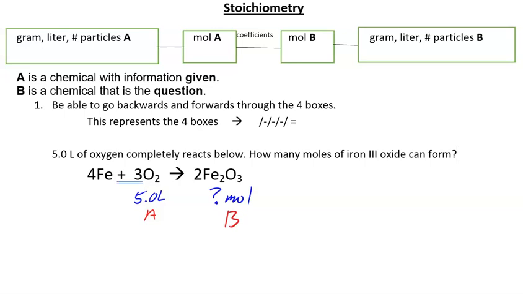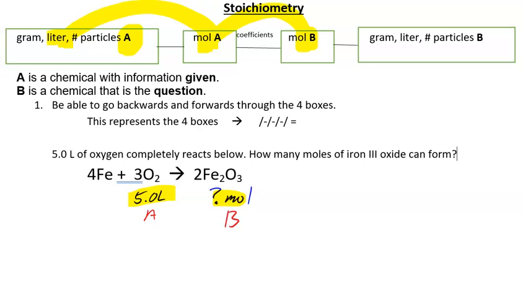Now, looking at the 4 boxes, where do we start? Well, they give us 5 liters, so we're going to start with liters. So we're starting in this box. And where do we go? A is going to be oxygen, so we go from liters of oxygen to moles of oxygen. And then moles of oxygen to moles of the question, which is iron 3 oxide. And in fact, that's the question, so that's all we have to do. We do 2 conversions, and this helps you figure out that you start with the first one and go to the third one, not the fourth. We don't start in the second one because of units of measurement.